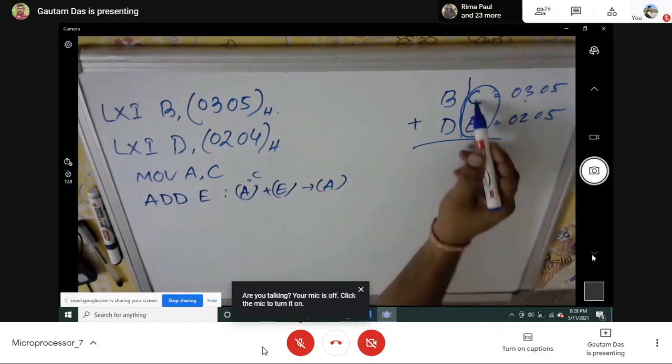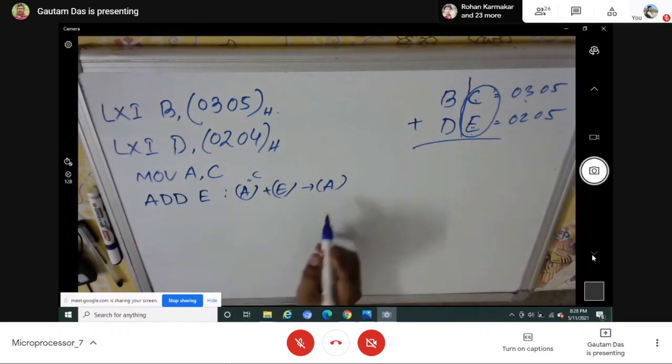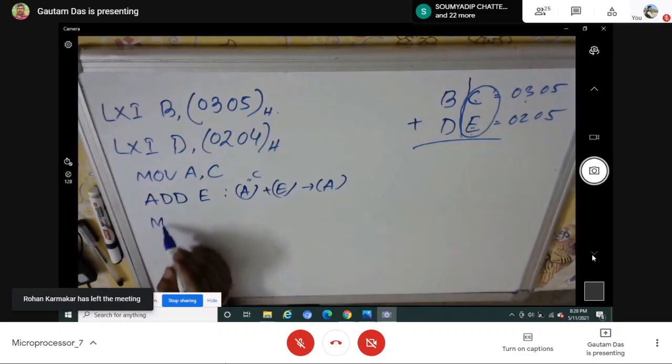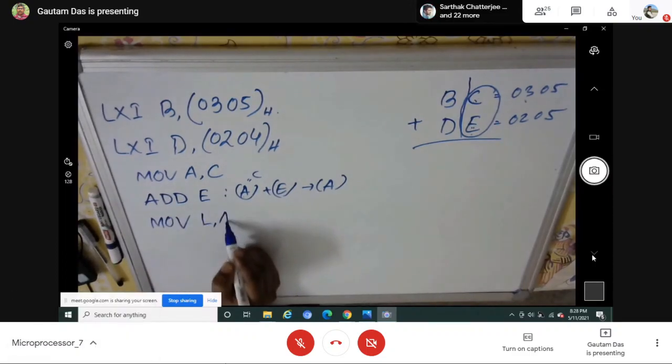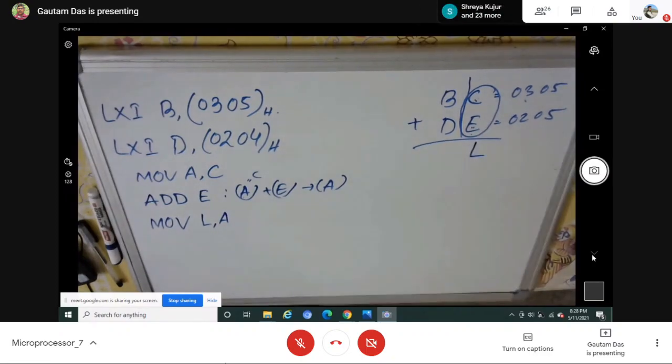C plus E, this operation is done. And let's assume after addition, whatever result is generated, I will store it in the L register. So I must use the instruction MOV L, A. That means after adding this, whatever result is produced, I have stored in the register.